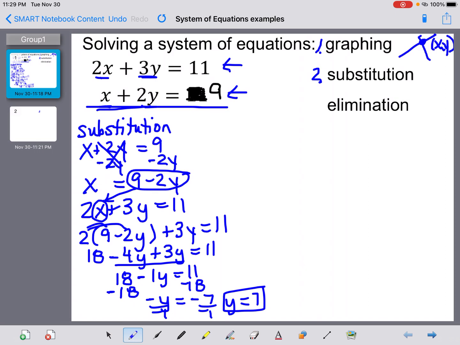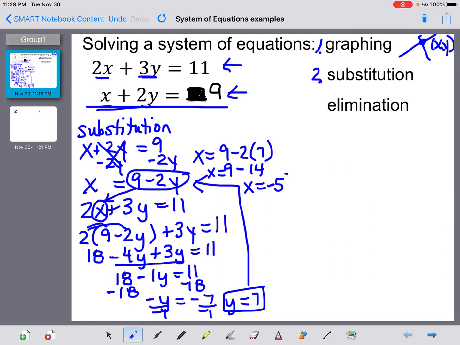The easiest place to get my x is to take this and substitute it right back in where I had my x by itself. So I can say x equals 9 minus 2 times that y of 7. So 9 minus 14. And I do the math, and x equals negative 5. Okay? I can leave it like this, or I could write it like that ordered pair, negative 5 for the x, 7 for the y.